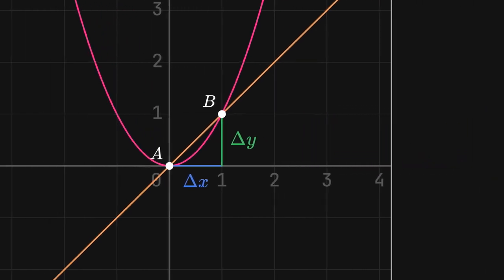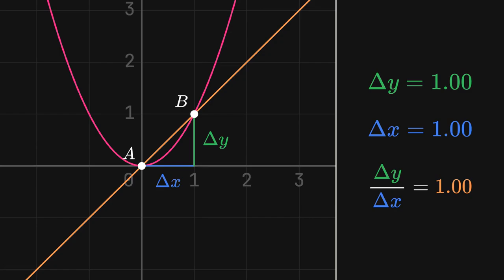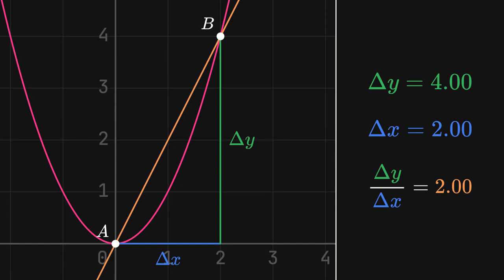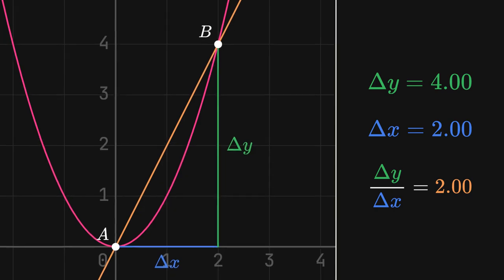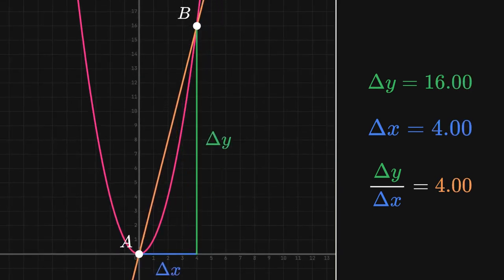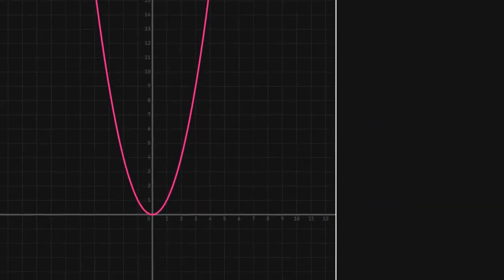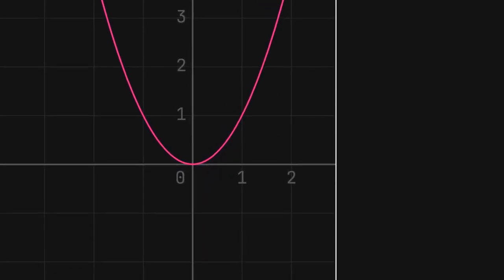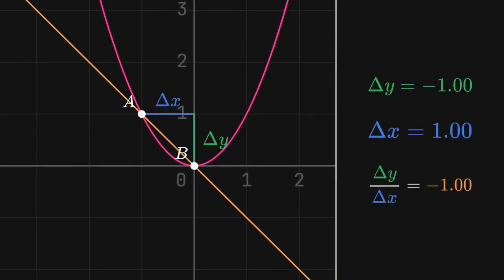Here's the values of the same things we looked at last time. When we move point B to the right, the ratio of delta y and delta x gets bigger, so the slope between the 2 points gets steeper. Slope gets steeper and steeper the farther we move point B to the right. If point B is under point A, rate of change will be negative, which gets more extreme the farther we move the points.